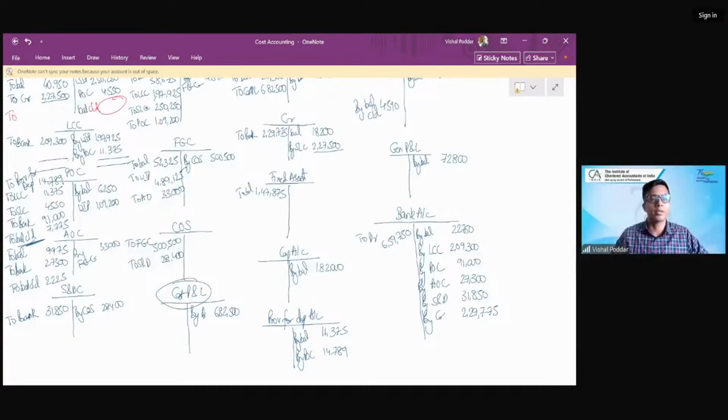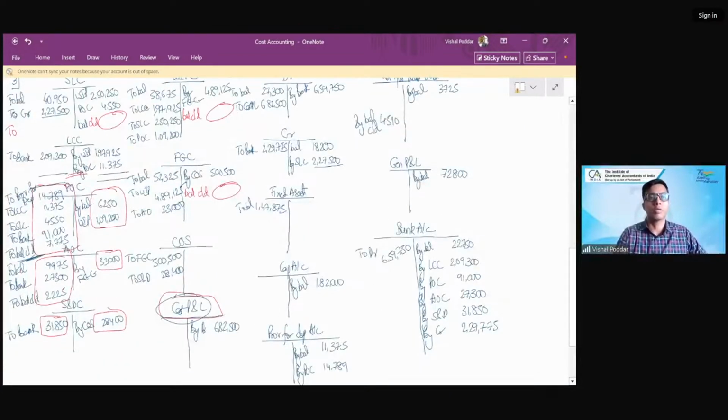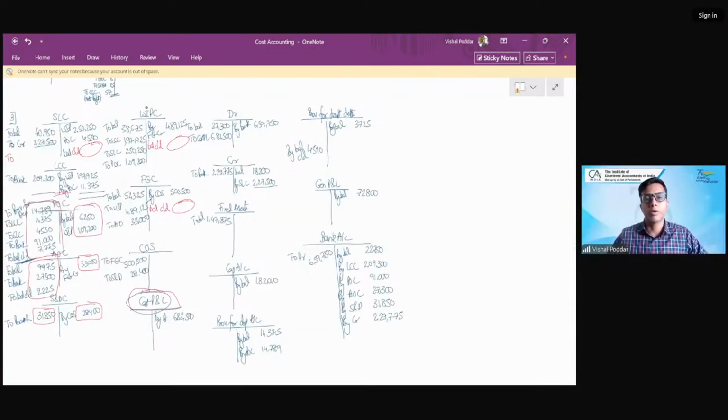This is already settled. Here you will have the under or over absorption. You have some debit, you have some credit. The difference between the two will be under or over absorption. Same here and same here. Whatever this under or over absorption balance is, it will be posted through cost P&L. So the difference will be transferred to cost P&L. Here again, you will have balance carried down. Right, students? This amount will be transferred to cost P&L.